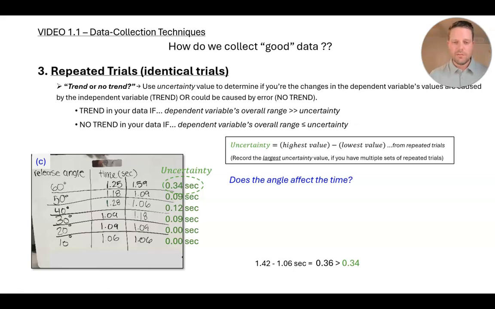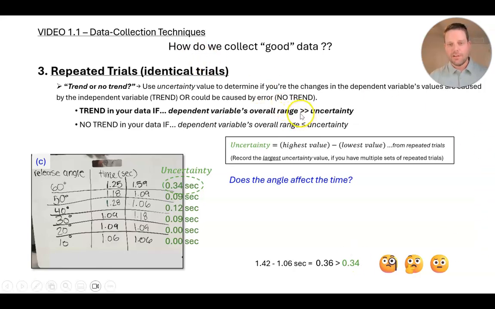Right now, the thing that we have to realize is this is not a big difference. So am I confident that, oh yeah, 0.36, that's definitely not due to error, because error can cause only 0.34? It's like, come on, right? It has to be much, much greater. That's why I put the 2 greater than signs. It must be much, much greater, like significantly greater.